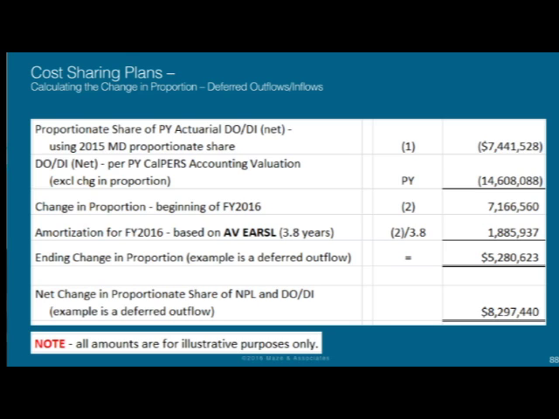And so then their June 30, 2016 amount for this part of the change will be $5.2 million. You add that to the change related to the net pension liability, and they have a huge deferred outflow, debit, of $8.2 million to record. Okay?